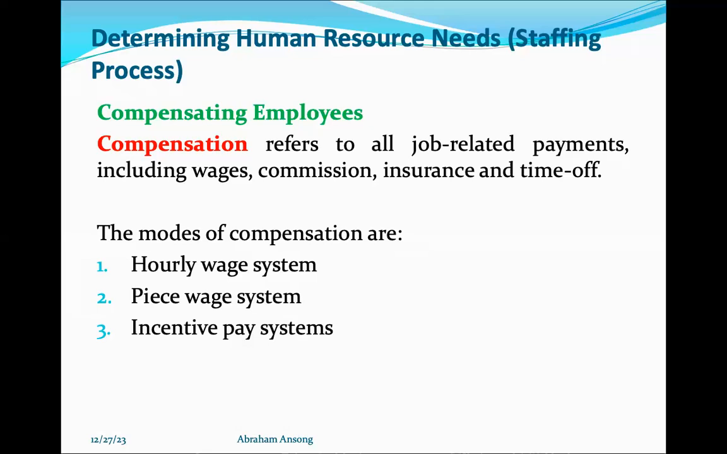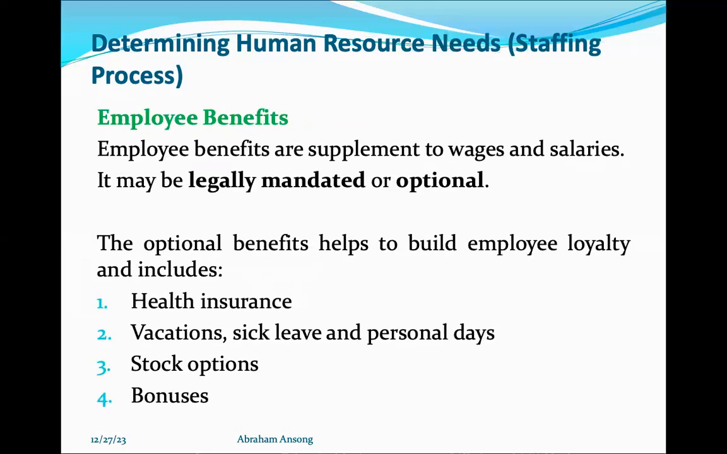All right. So we have the hourly wage system, we have the piece wage system, then we have the incentive pay systems, where if you go beyond the standard requirement, be it in hours or the piece wage system, some additional payments or rewards are made to the employee. So these are the three broad modes of compensation: hourly, piece wage system, and incentive pay systems.